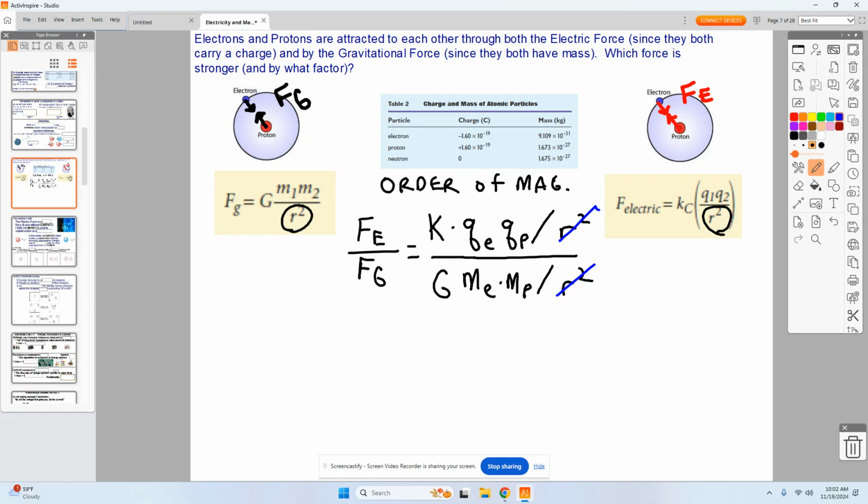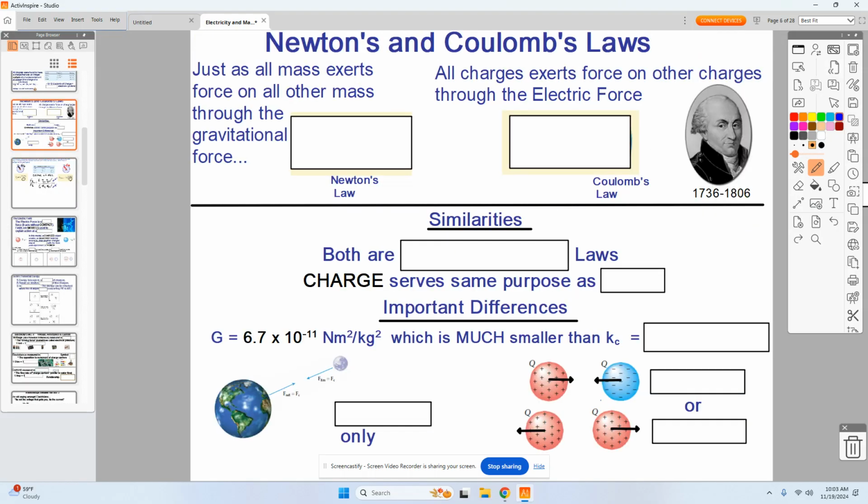Coulomb constant, for those that were gone yesterday, the Coulomb constant is about, well, it's 9 times 10 to the 9th. What power of 10 would you say that is? Like, what's the closest 10 to the what power would you say that is? 9 times 10 to the 9th. Do you guys agree that's closest to 10 to the 10th power?